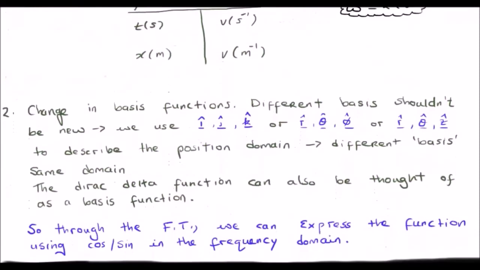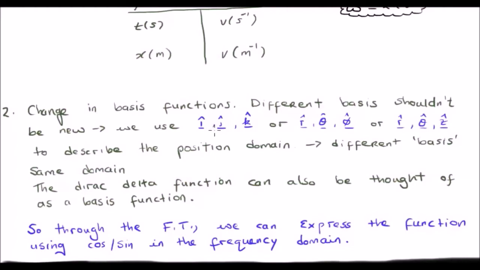The second thing which the Fourier transform does is it changes your basis functions. Now, different bases shouldn't be new to you. We use, for example, i hat, j hat, k hat, or r hat, theta hat, phi hat, or r hat, theta hat, z hat, to describe the position domain. So we have different basis functions or different basis vectors, but we have the same domain.